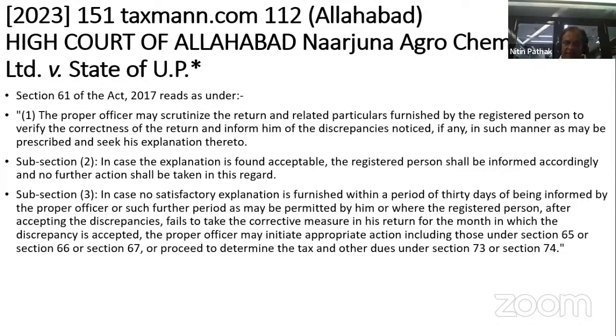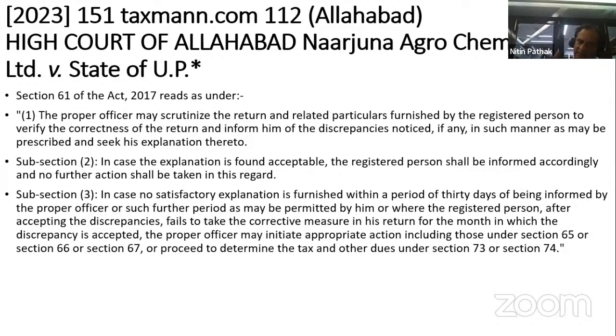Measure in his return for the month in which the discrepancy is accepted. Suppose he accepts in the month of 30th March, he should complete it by 31st March. Or if he accepts on 1st March, then by 31st March. Failed to take corrective action in his return for the month in which the receipt is accepted, the proper official may initiate appropriate action, including under Section 65, 66, 67, and proceed to determine under Section 73, 74.